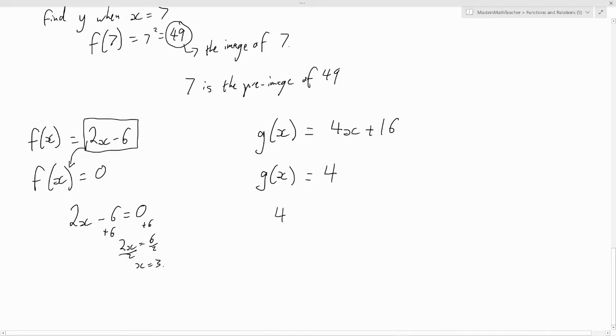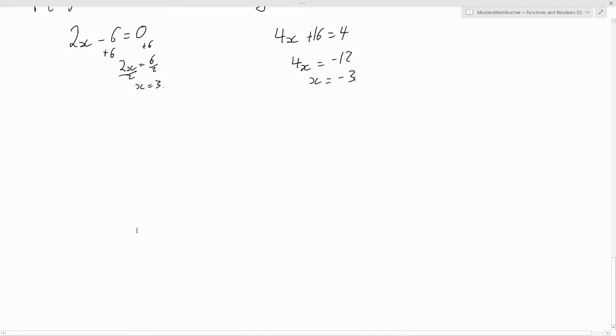Well, I can just go 4x plus 16 equals 4, 4x equals negative 12, and x equals negative 3. Same concept, no difference. It's just the letter that's changed. But for now, we'll keep using f because that's the most common letter. Alright, time for the final thing about functions, and that's how to write the full function definition.